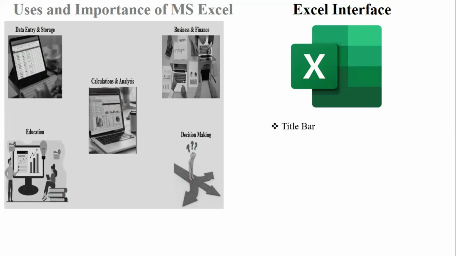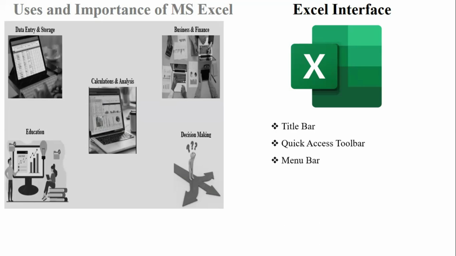Then the Excel interface. Like MS Word, Excel has its own interface. It might look similar, but it's not the same. We have the title bar. This contains the name of the workbook. Then the second one, we have the quick access toolbar. It contains the frequently used icons and is located in the upper left-hand corner.